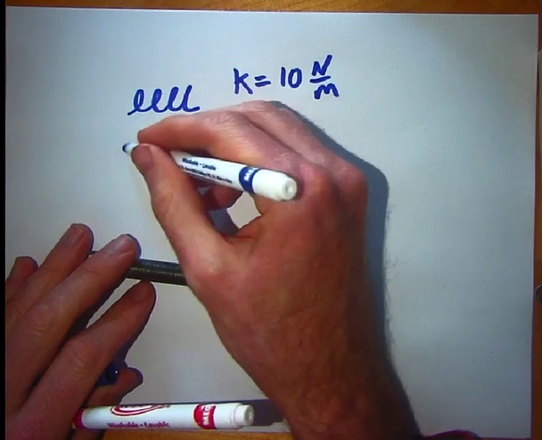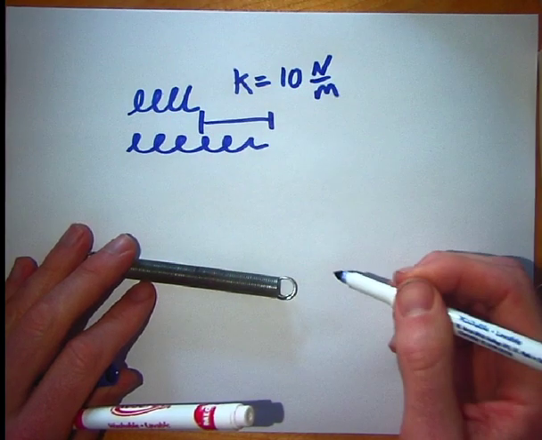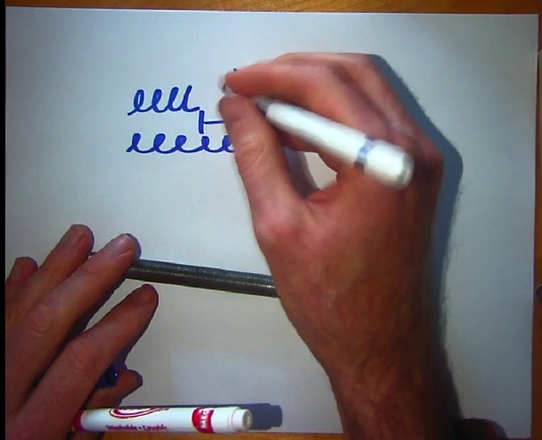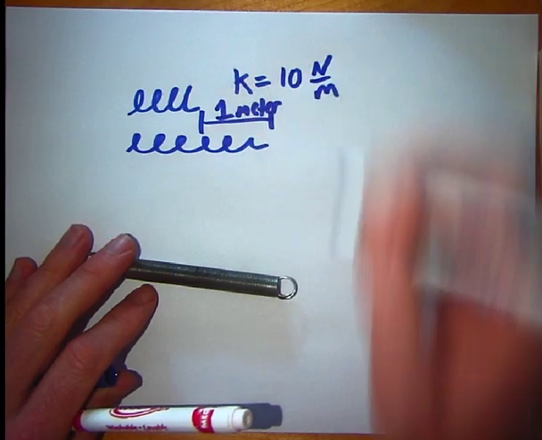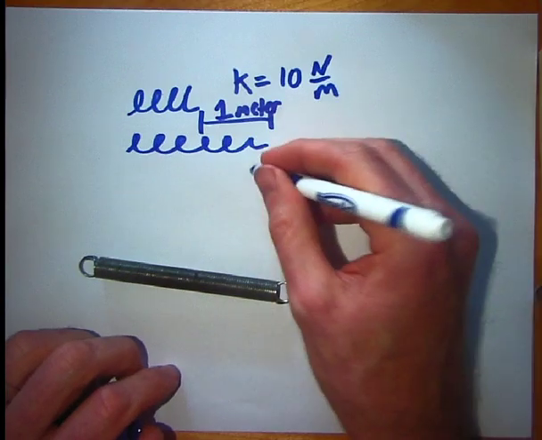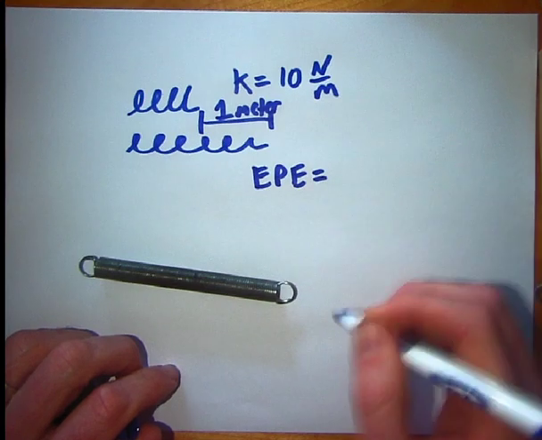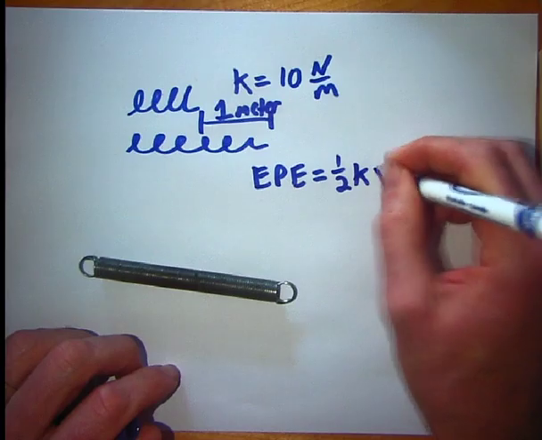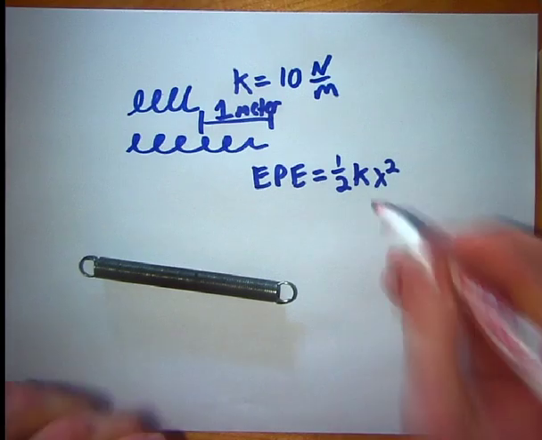And let's say we're going to stretch this spring out. Well, let's just make it really easy. We'll say we're going to stretch it out 1 meter. I'm not going to come out with 1 joule for this one. And I want to figure out how much elastic potential energy the spring has when you've stretched it out. That's 1/2 times K times x squared. And x is how far we've stretched it.